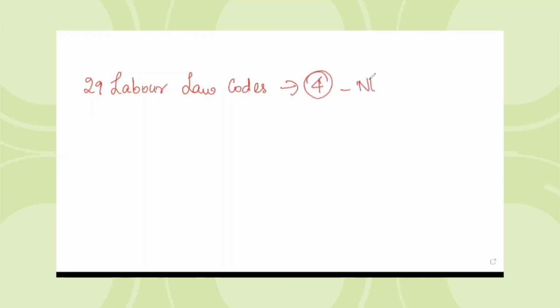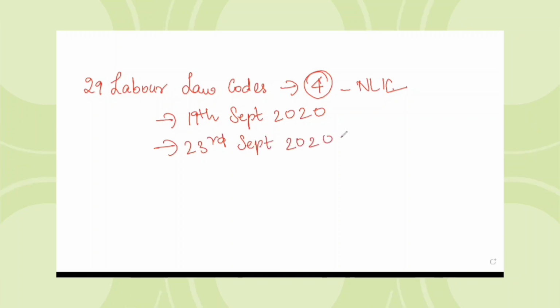Begin with the video. There were initially 29 labor law codes, and as of now, it has been completely consolidated into just 4 labor law codes. This is the new labor law, and this came into picture on 19th September 2020, and the bill was passed in the Rajya Sabha on 23rd September 2020. So, the 29 labor law codes divided into 4, what are they? Let's see one by one.